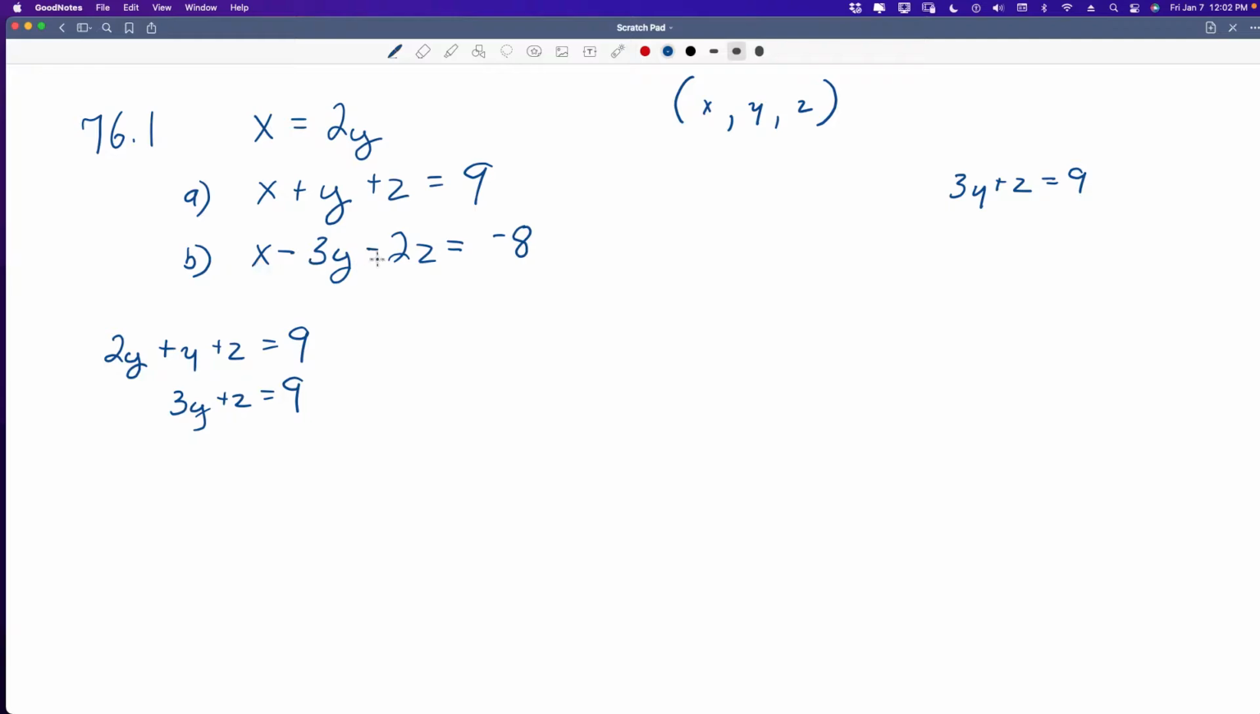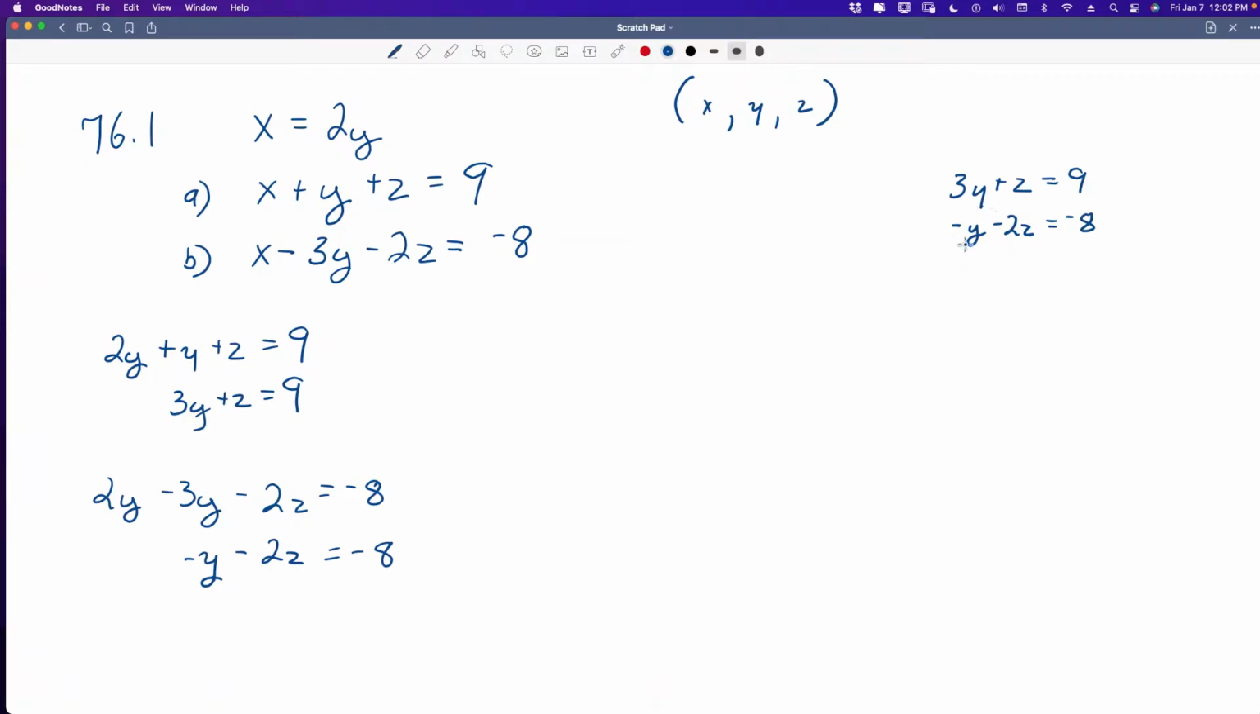All right, now I'm going to take B, the second one, and I'm going to sub in the value for x. And I'm going to say 2y minus 3y minus 2z equals negative 8. So I can combine these two and get negative y minus 2z, let me make this look more like a y, equals negative 8. So there's my 2 equations that I came up with. So this is negative y minus 2z equals negative 8.